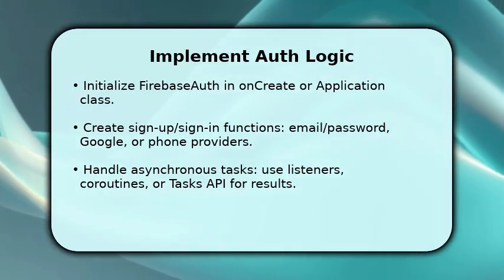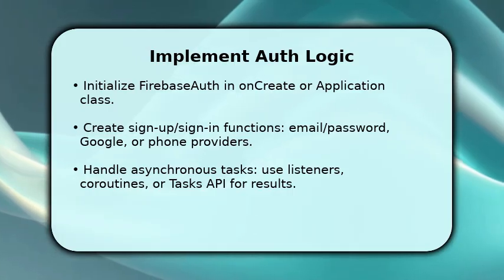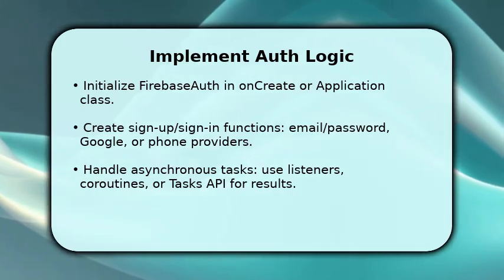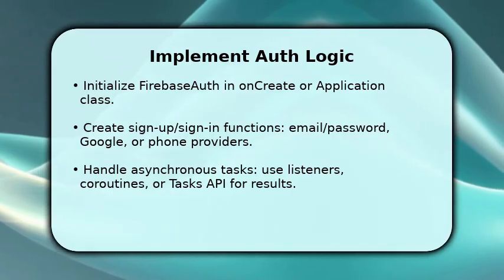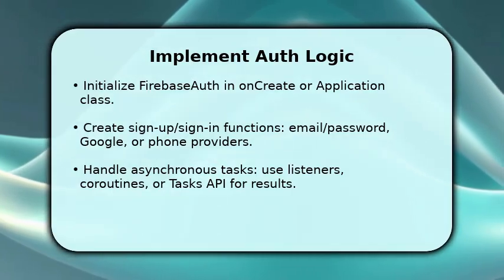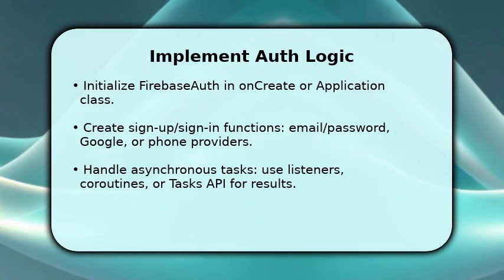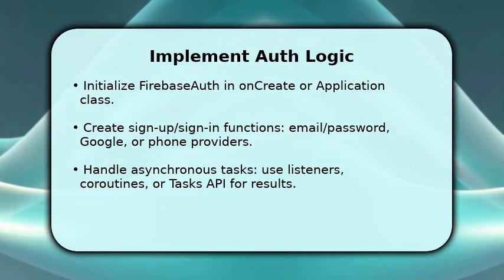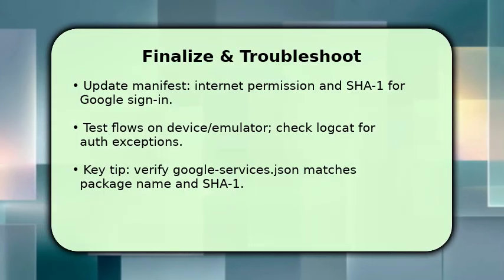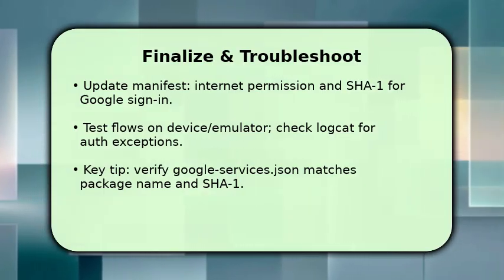Use the tasks API, callbacks, or Kotlin coroutines to await results and update UI on success or error. Remember to verify tokens on the backend if you trust server logic. This prevents spoofed clients. Finish by wiring UI to your auth functions and observing lifecycle.